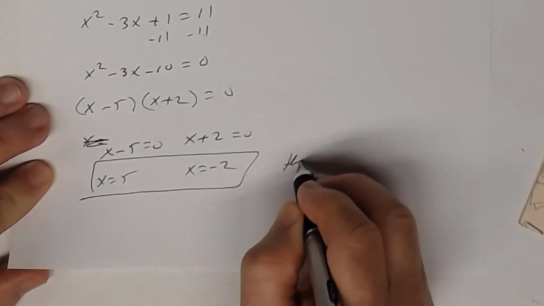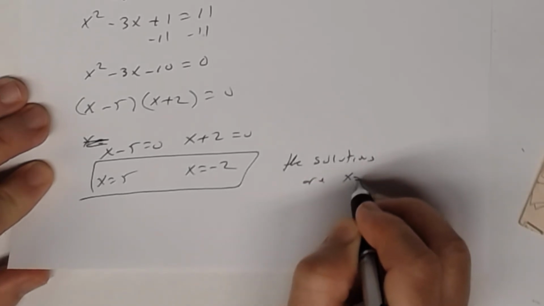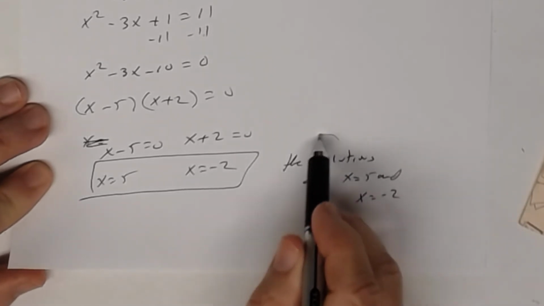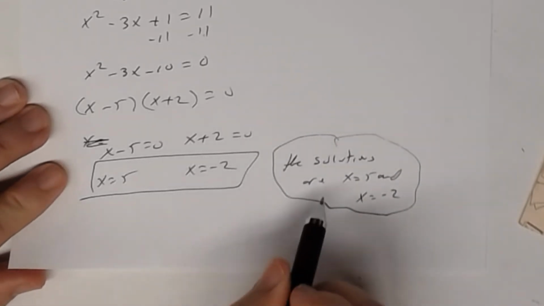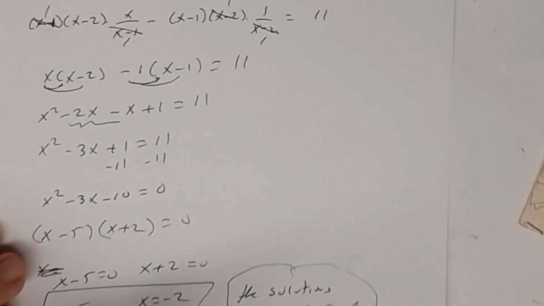So the solutions are x equal 5 and x equal negative 2. So this rational equation has two solutions, 5 and negative 2. All right, so that was number 10. Okay, and then number 11. So let's look at number 11. In number 11, we have this problem.